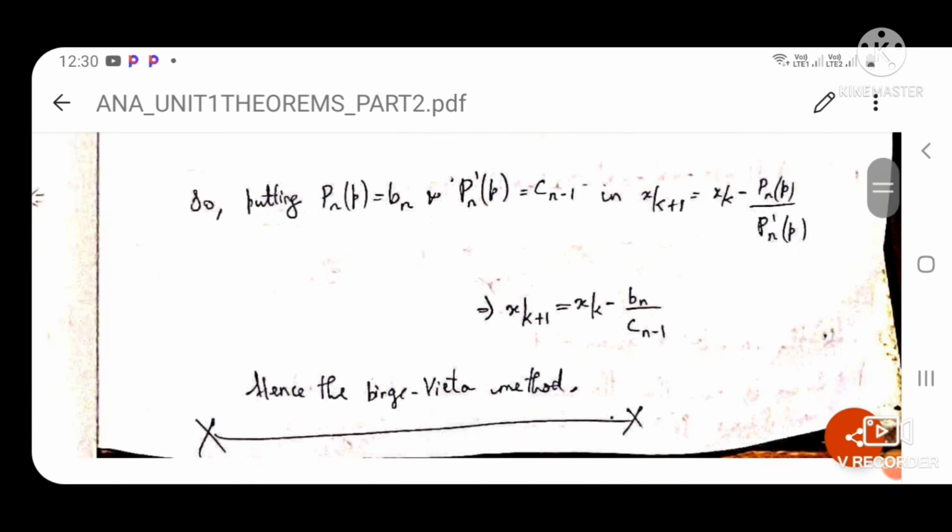Now if you put pn of p equals bn and pn dash of p equals cn minus 1 in the Newton-Raphson method that I mentioned above, you'll be getting the formula xk plus 1 equals xk minus bn by cn minus 1, which is the required Birge-Vieta method. Basically it's a whole derivation for you to run in an easy method.